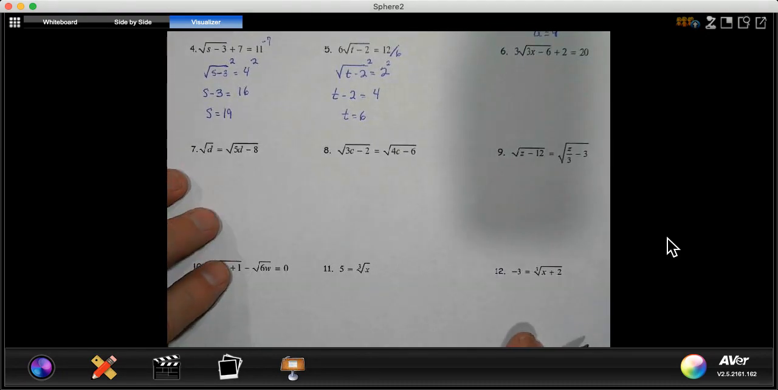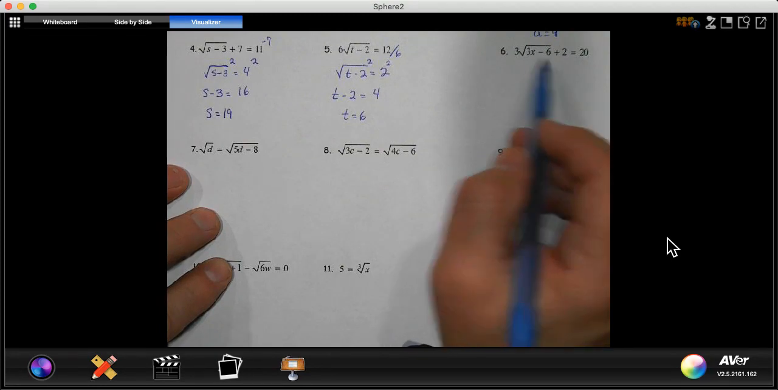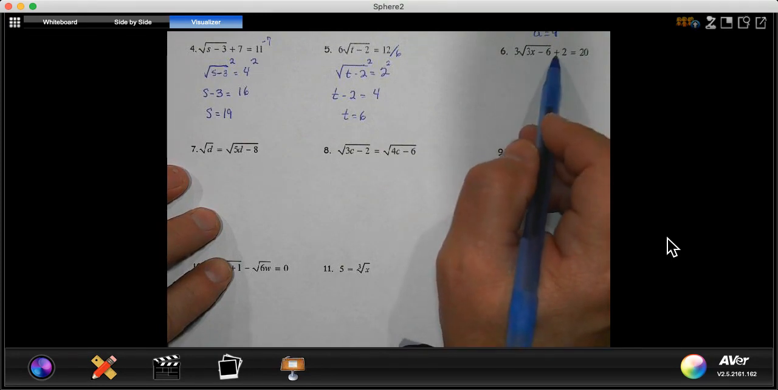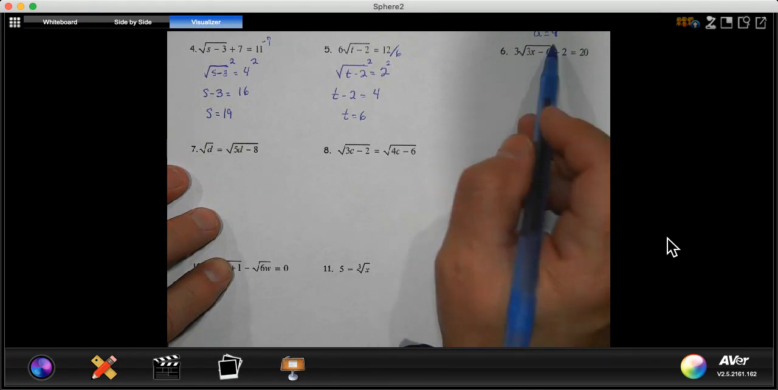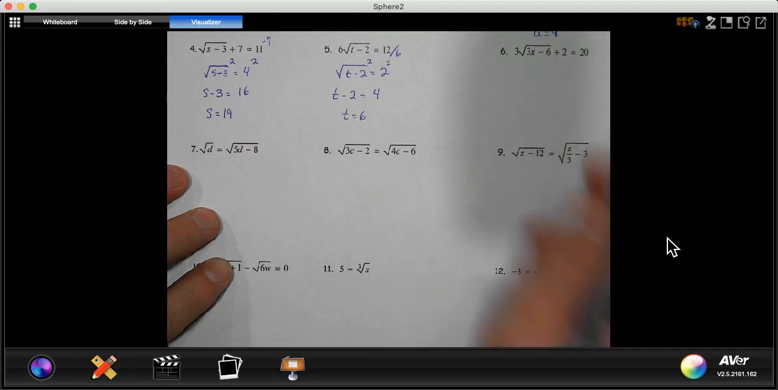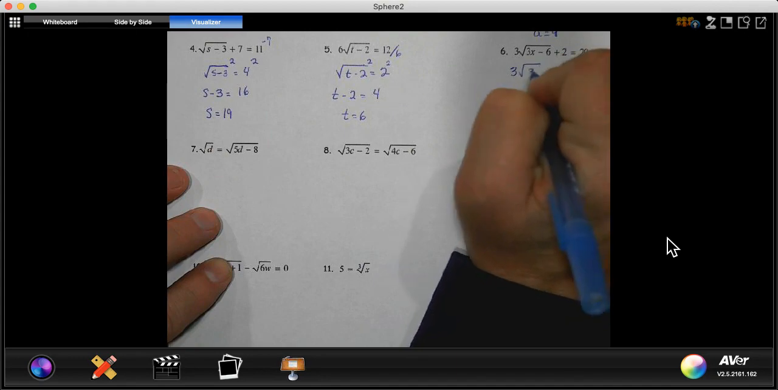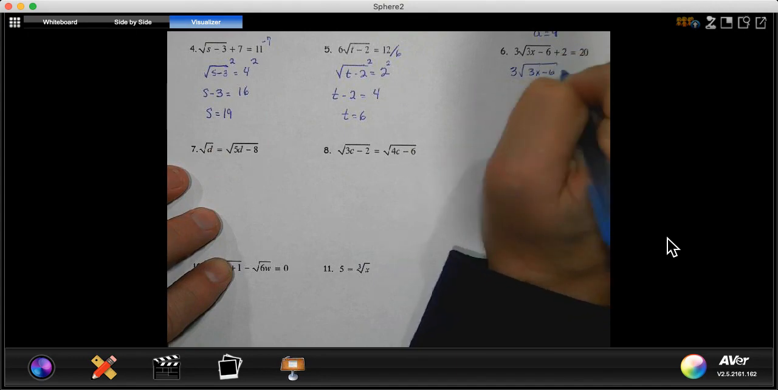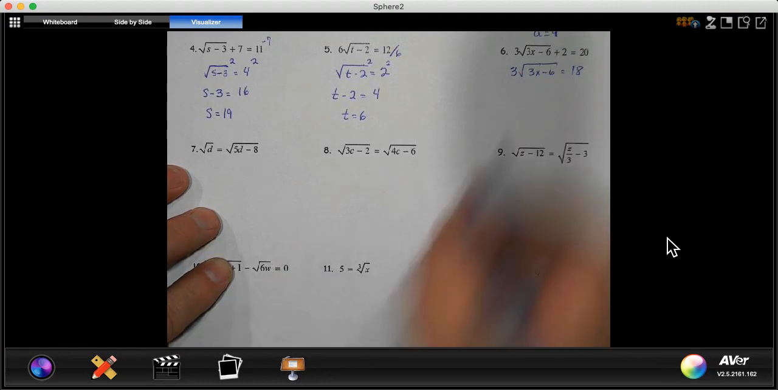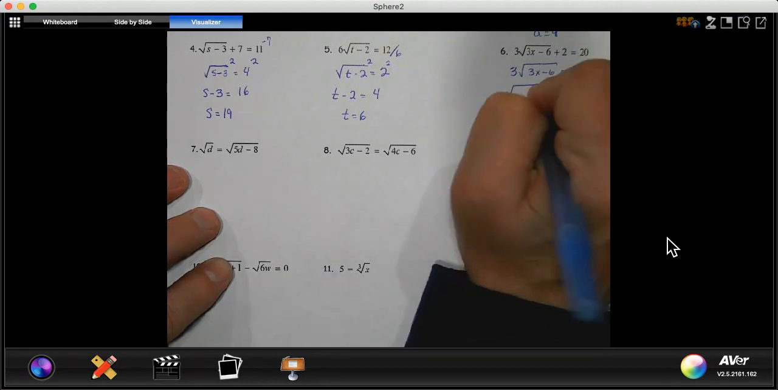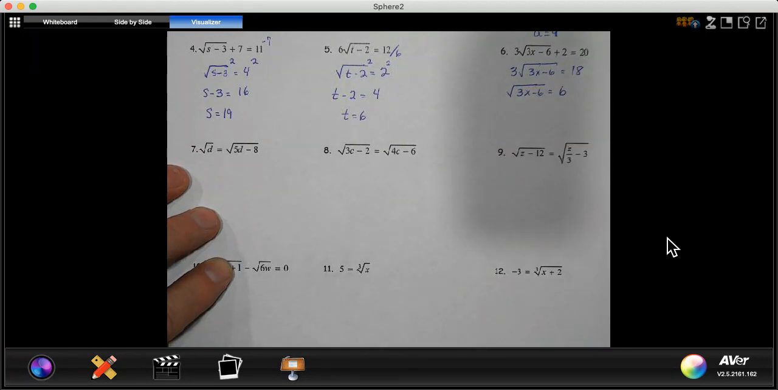Okay. A little bit more complicated. We're going to make sure we do this in the right order. We're going to minus 2 first, then divide by 3. Then we get to square it, and then we can solve what's inside. So we're going to minus 2 first. So 3 root 3x minus 6 is equal to 18. Then we're going to divide by 3. So root 3x minus 6 is equal to 6.